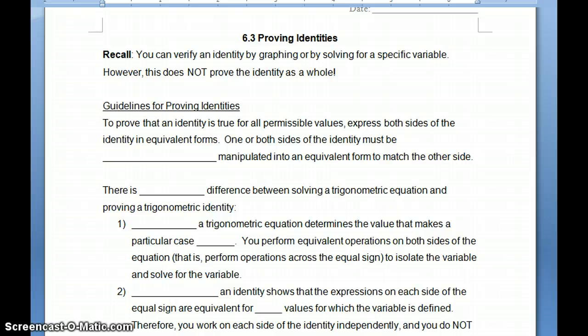To prove an identity is true for all permissible values, that's the key phrase there, all permissible values, we need to express the identity in equivalent forms. So one or both sides of the identity must be algebraically manipulated into an equivalent form to match the other side.